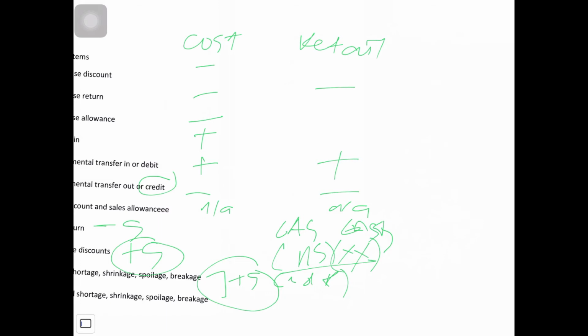Why is employee discount added? Because employee discount is like a special discount to employees and it is not recorded. However, it was already deducted from our sales because it is like a trade discount. It was already reduced and you will not record it. But it was reduced, so you add it back. So, let's look at the approaches.